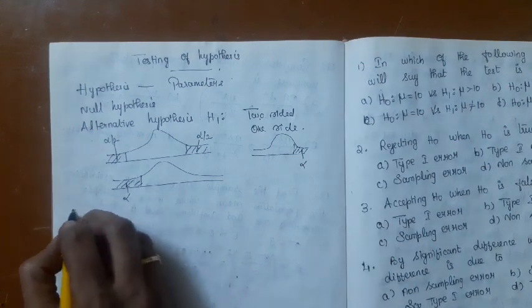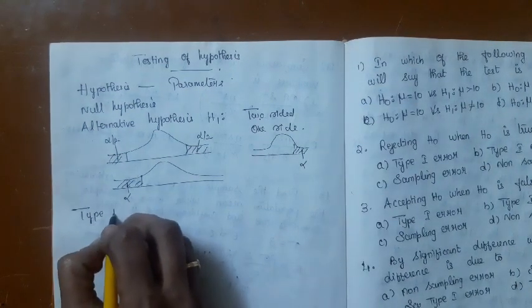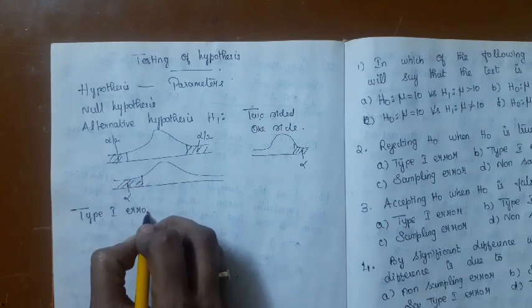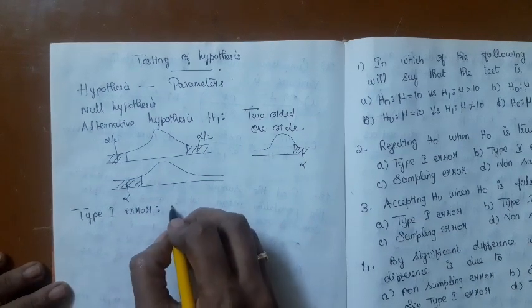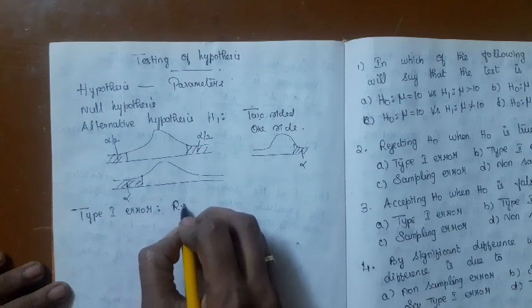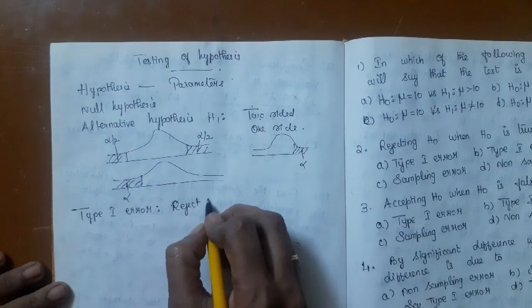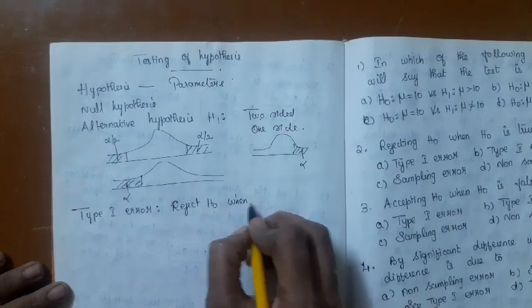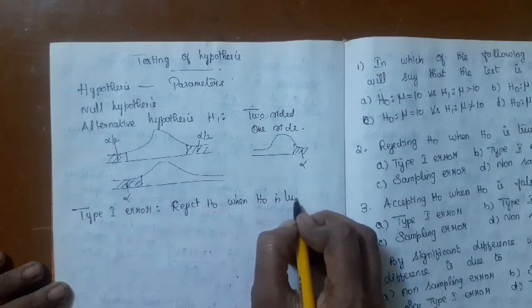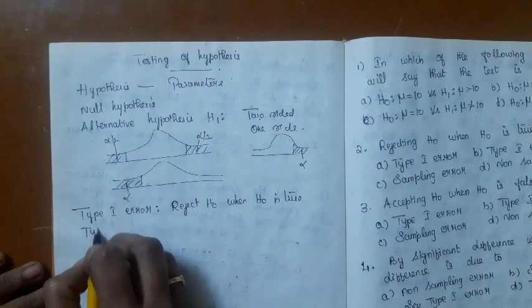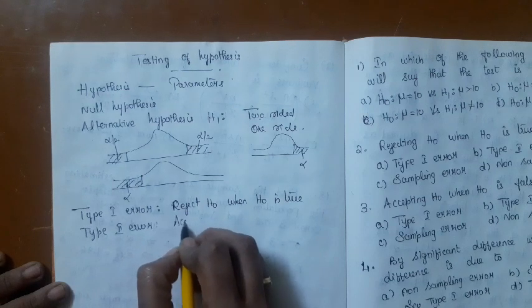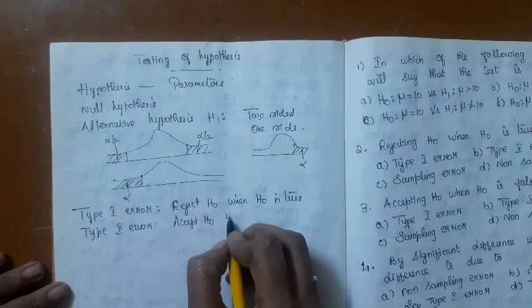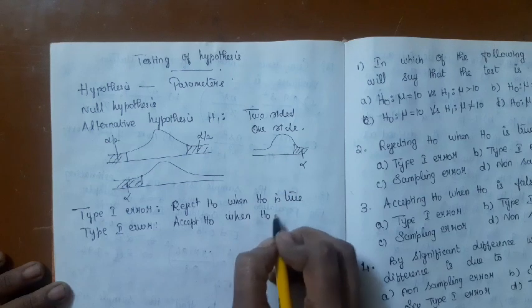Now, the hypothesis testing problem is a two-action decision problem, and since you are doing it based on a sample, there is a possibility of committing two types of errors. The errors are type 1 error, which means your sample will ask you to reject H0 when H0 is actually true, and type 2 error, your sample will ask you to accept H0 when H0 is actually false.